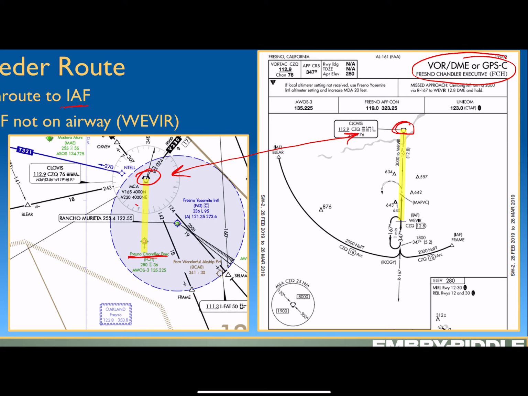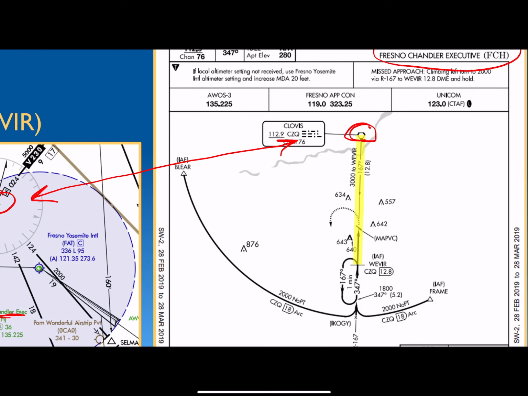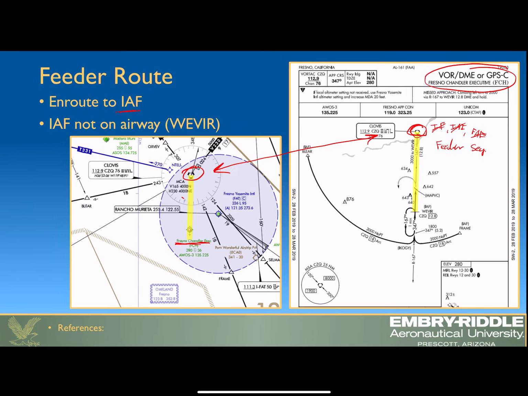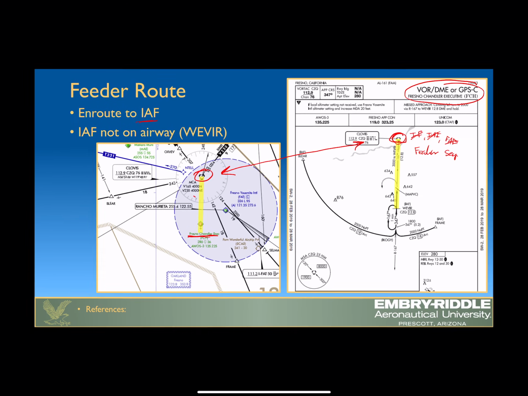So this is our feeder route. When you're looking at the approach plate, you know it's a feeder route because there are no names next to this fix. So Clovis is a VOR, and you notice it doesn't say IF, it doesn't say IAF, it does not say FAF. So that's how you know this is your feeder segment. So Clovis is getting us established to the initial approach fix.